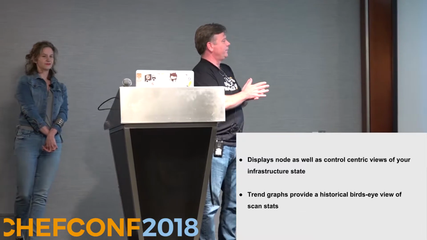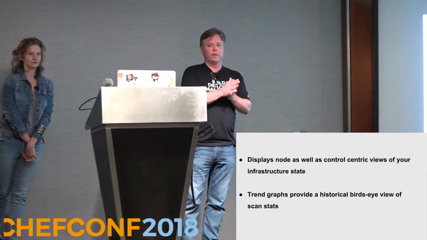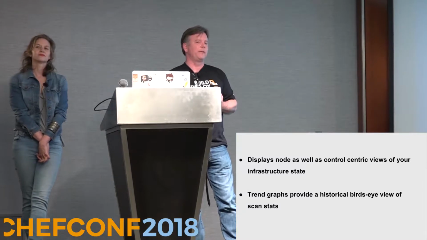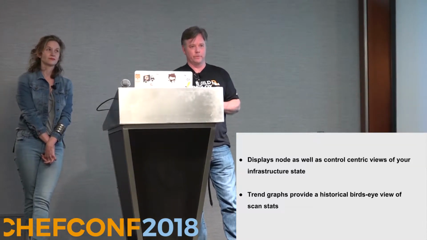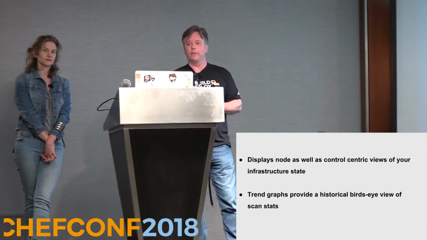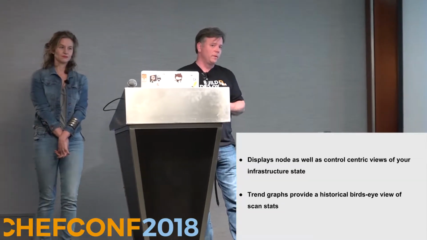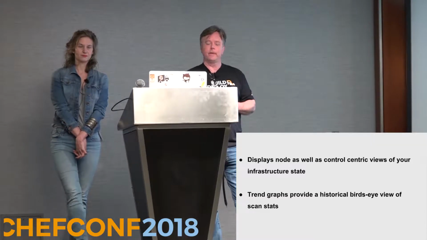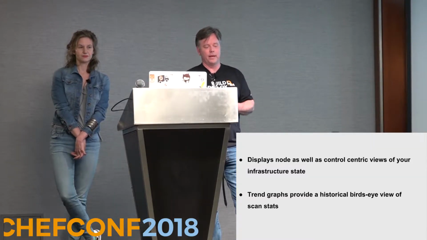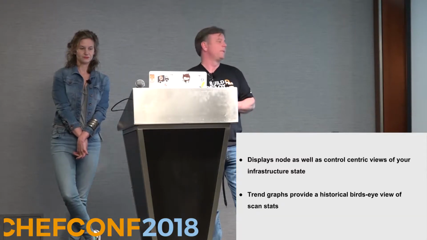So we have a control-centric as well as a node-centric view. What that means is, going back to, I have 10,000 nodes in my infrastructure. If I'm looking at the pass, fail, skip data, that's all from that perspective. Of 10,000 nodes, 9,000 have passed, 1,000 have failed, right?